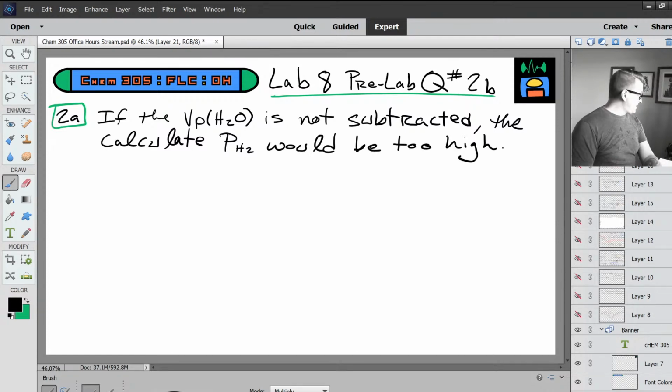All right, that's the answer for 2A. Now, we're going to use this as we move into 2B. So explain how the value you calculate from the molar volume of hydrogen would be affected. Okay, and when they say would be affected, they're talking about would be affected by the partial pressure being too high.